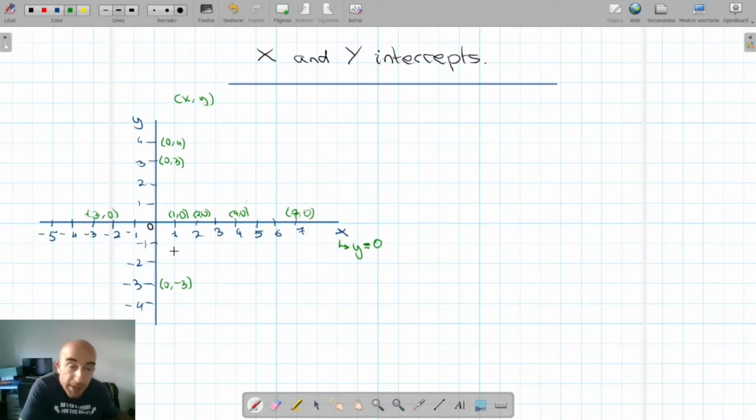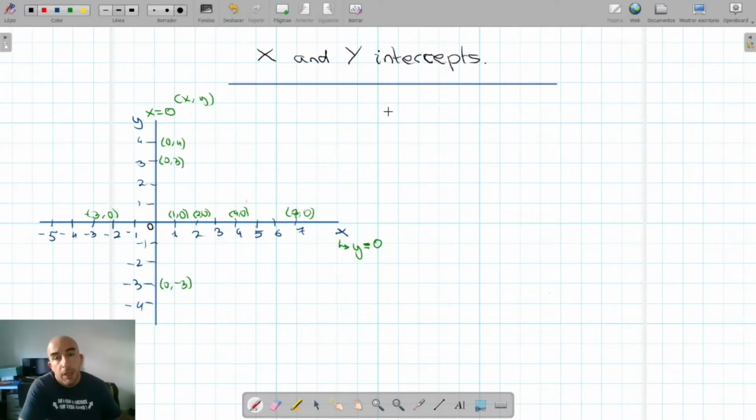On the y-axis, we have something similar. These points are (0, 4), (0, 3), (0, -3). All the points have the x coordinate equal to 0. So the equation of the y-axis is x equals 0, because that's the condition: all the points have x equals 0. So when we want to find the x and y intercepts of a graph, we have to set those conditions for each axis.